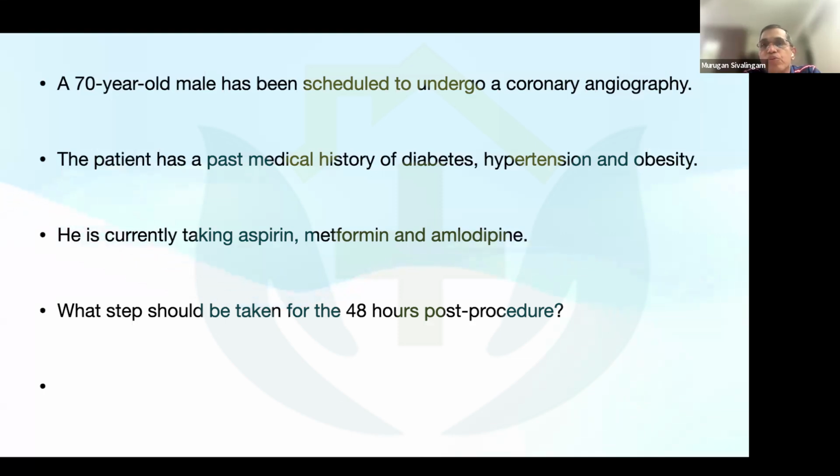So you got a guy who's going to go for an angiogram. He's taking these medications. Obviously, you're worried about contrast nephropathy. Yeah, that is what you are concerned about. So the question is, what can you do to minimize? You can't eliminate the risk like most things. So you can do something to try and reduce the risk. So what can you do?